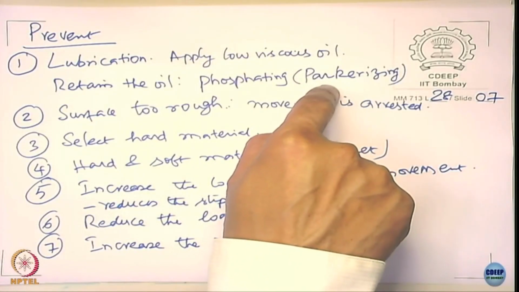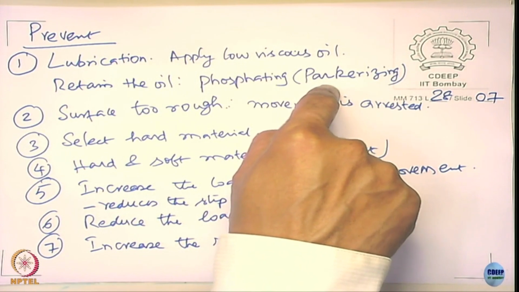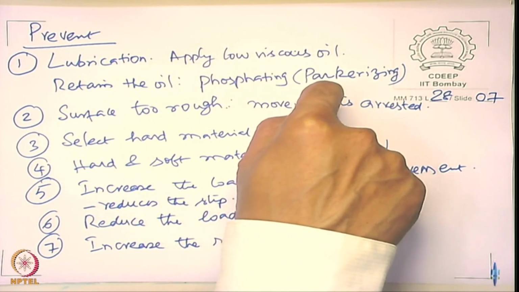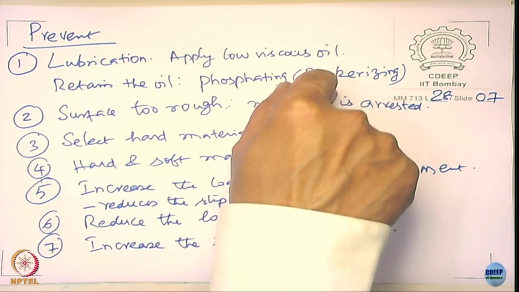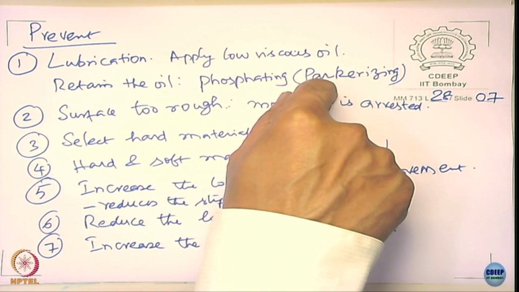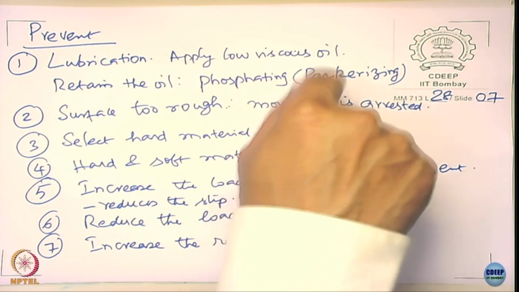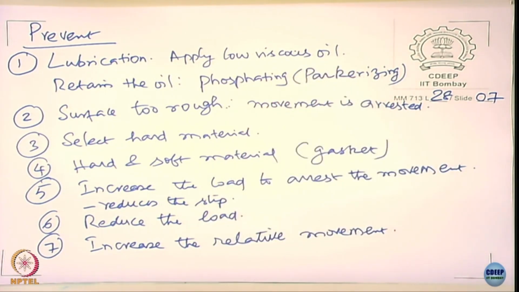In fact, applying this lubrication oil has two purposes. One, it lowers the friction. The second, it excludes the surface from the air and other corrosive environment, right. It does both the purposes actually, okay. So, this is one way of isolating the material from the environment.